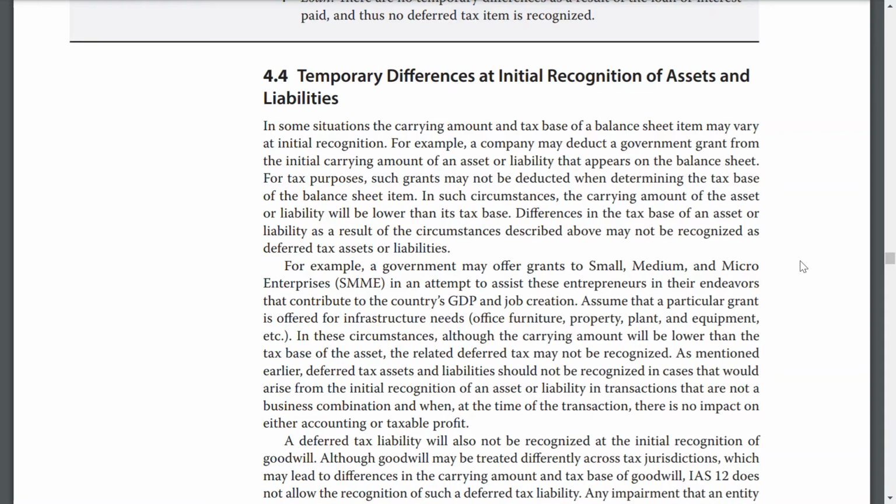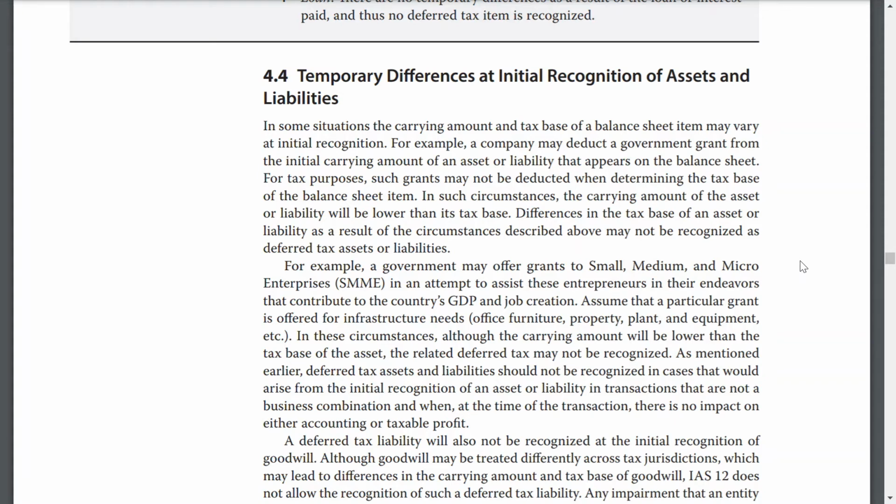For example, a company may deduct a government grant from the initial carrying amount of an asset or liability that appears on the balance sheet. For tax purposes, such grants may not be deducted when determining the tax base of balance sheet items. In such circumstances, the carrying amount of the asset or liability will be lower than its tax base. Differences in the tax base of an asset or liability as the result of the circumstance described above may not be recognized as deferred tax assets or liabilities.